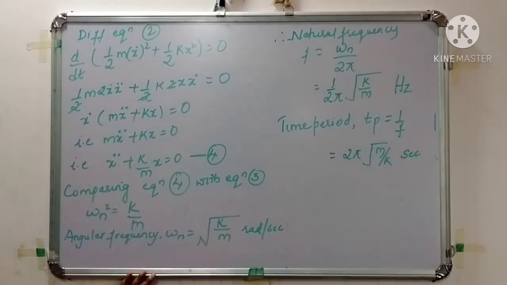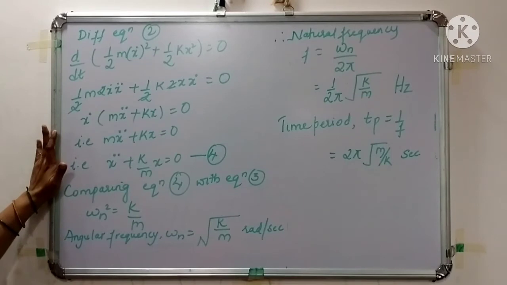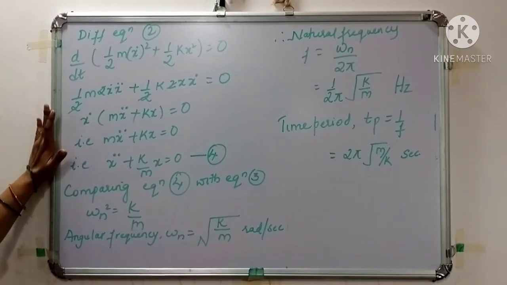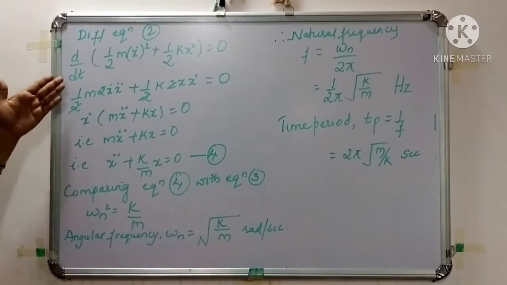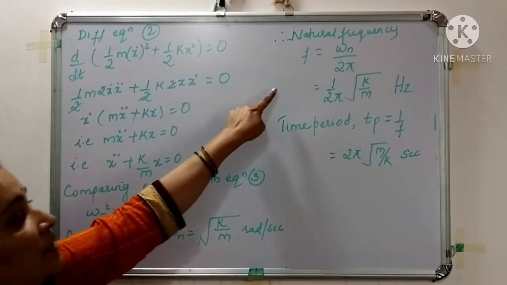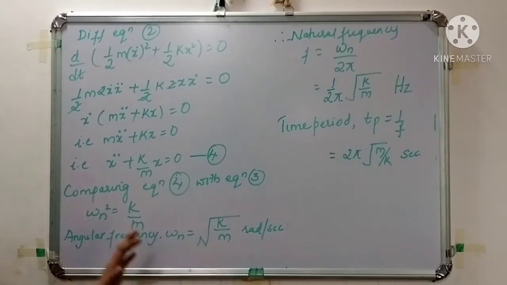This is about the derivation of energy method. In energy method, according to the law of conservation of energy, you analyze the energies acting, substitute in the equations, find out the equations for kinetic energy and potential energy, then derive that equation, differentiate it, compare it with the standard equation of simple harmonic motion and obtain the equations for angular frequency, natural frequency and time period. These 3 equations are similar to the equations obtained in D'Alembert's principle.